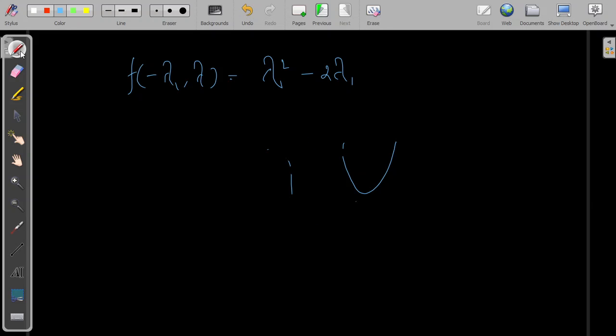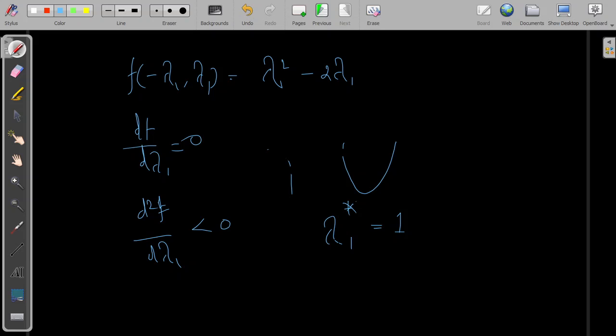Okay, that means you will get lambda. That means df by d lambda 1 equal to 0, we will equate, and d square f by d lambda 1 squared less than 0, this also we will find out. So these two conditions are satisfied, and then lambda 1 we will get. Actually it is the optimum step length lambda 1 star, that is equal to 1. You got that.